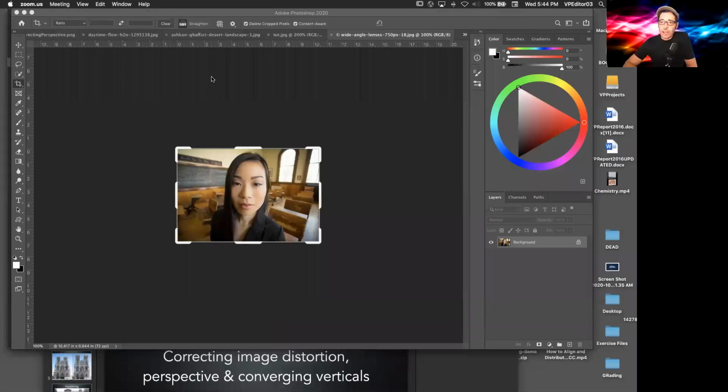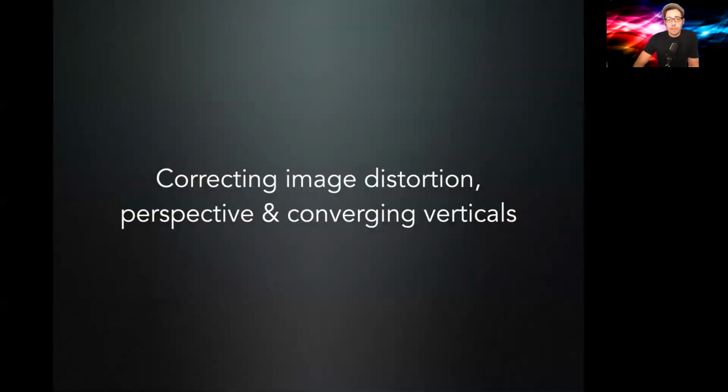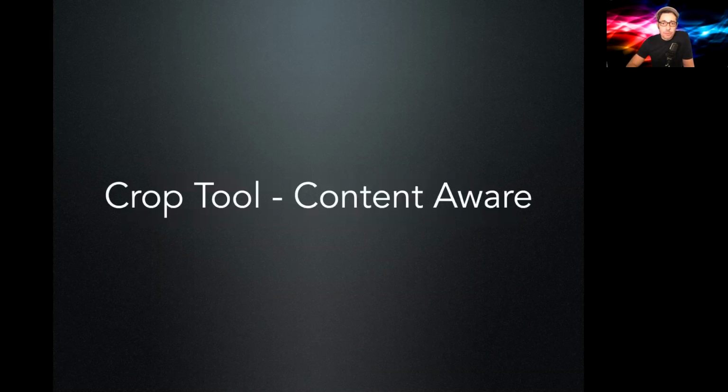So tonight, let me go ahead and share my screen here. Okay, so let's first take a look at what we're trying to do here. In this lesson, we're going to be correcting image distortion and changing perspective and converging verticals. That's kind of the goal. Let's start with the crop tool.